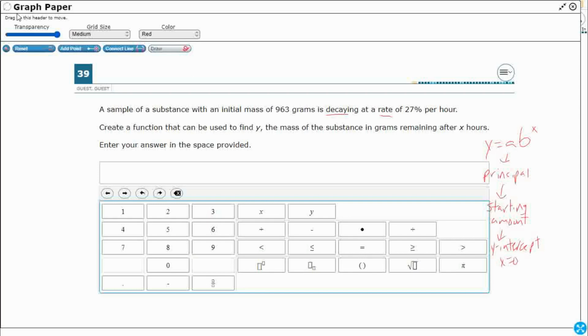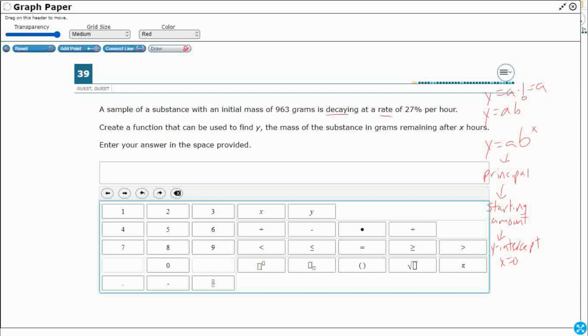Because if you make x equal 0, you would say y equals a times b to the 0. Anything to the 0 is just 1, so y equals a times 1, which means simply y equals a. That's why we can say that a is the y-intercept. It's where the graph would cross the y-axis when x equals 0.